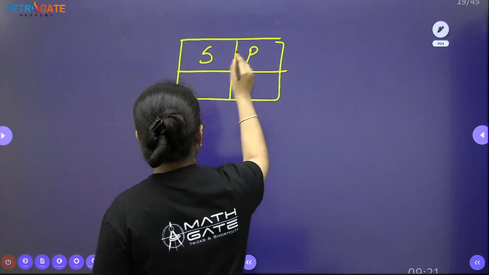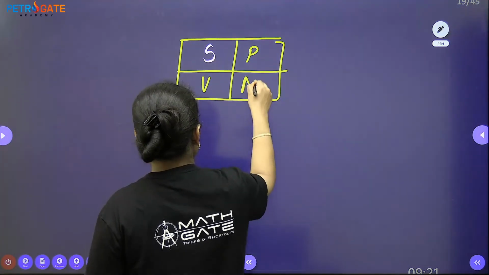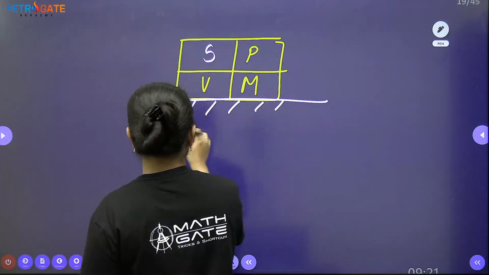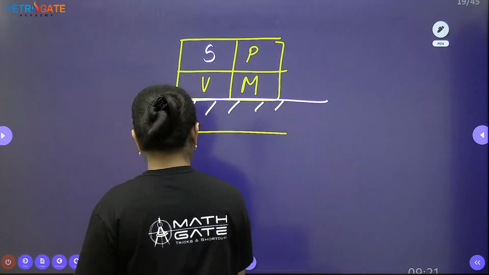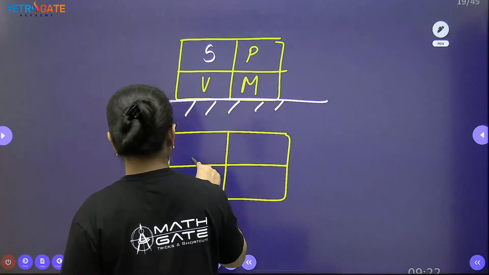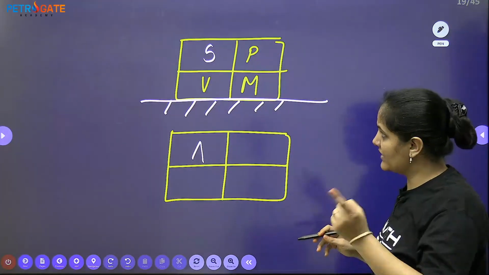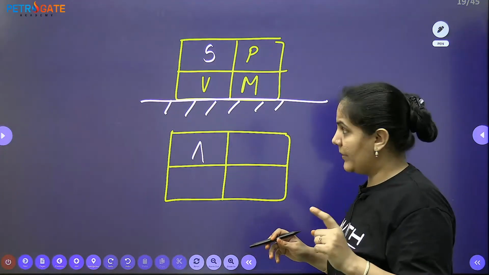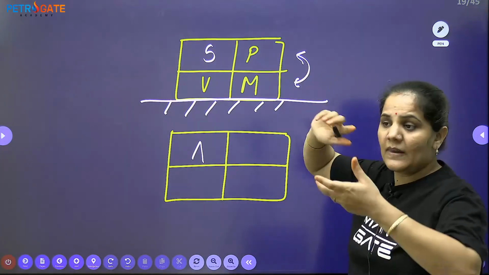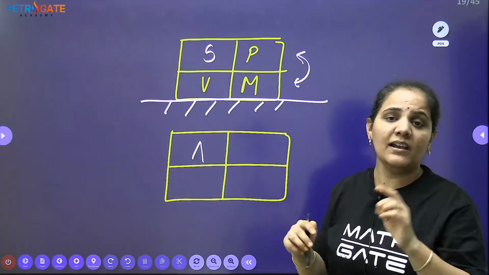S, P, V and M. So when I am putting the mirror here, the table looks like this only. When we go for this one, here it starts from V only. As I already told you, it starts from V only, because when we flip this one, when we rotate this one, the upper portion will be at the lower side and the lower portion will be at the upper side.